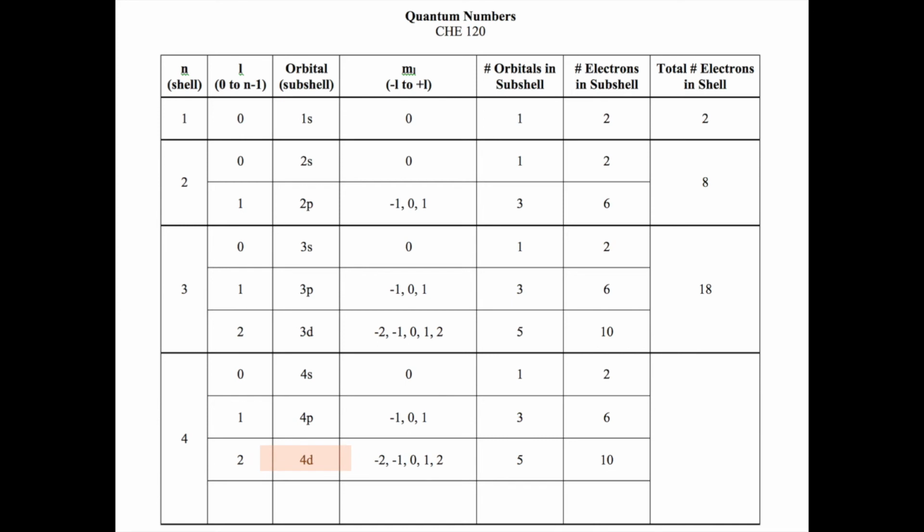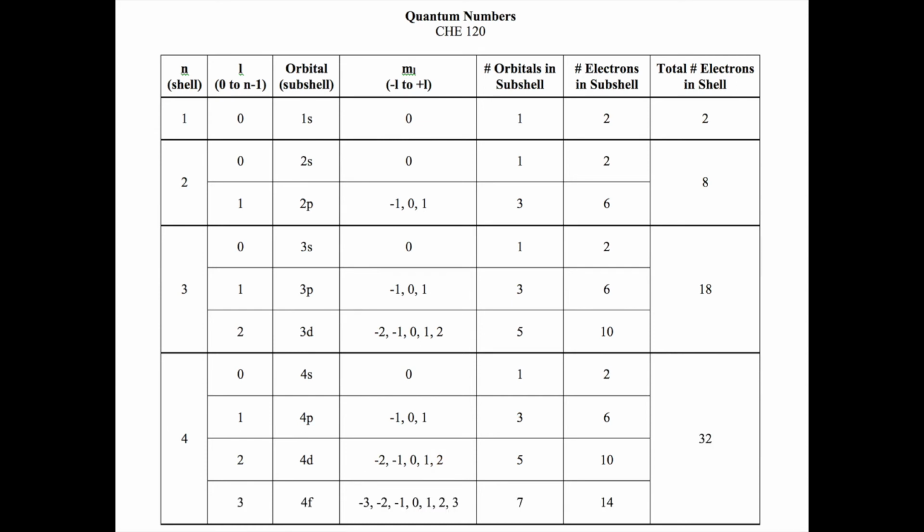In the fourth shell, I also have an L value of 2. This defines my d subshell. My m sub l values range from -2 to +2. That means I have a total of 5 orbitals, 5 unique regions in 3-dimensional space where I have a high probability of finding the electrons, and 5 orbitals will allow me to hold up to 10 electrons.